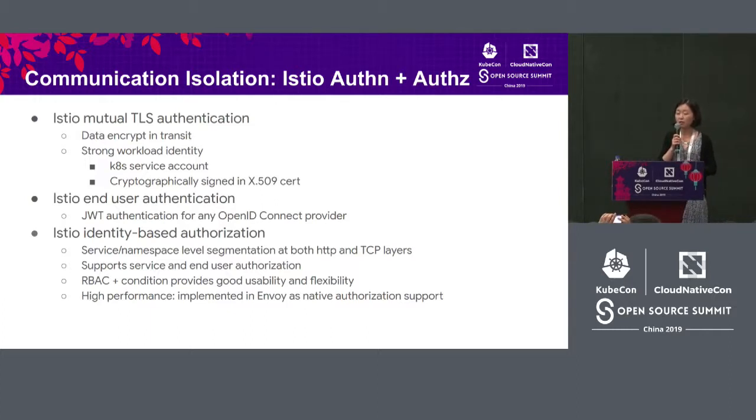Istio provides end-user authentication, specifically JWT authentication for any OpenID Connect provider. For example, Google, Auth0, Facebook. And Istio provides identity-based authorization to support service level and namespace level segmentation at both the HTTP and the TCP layer. And Istio supports service-to-service and end-user-to-service authorization.